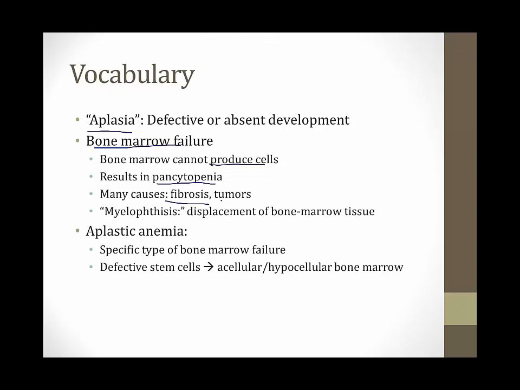Infiltration of the bone marrow by tumors can cause bone marrow failure. Sometimes you will hear the term myelophthisis. This means displacement of the bone marrow tissue by something else, for example, fibrosis or tumors. So once we understand those two terms, we can understand aplastic anemia.